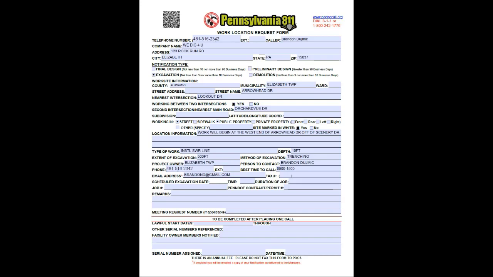What is your scheduled excavation date and time? September 27th, and we're looking to start right about 7 o'clock. And what is the duration of the job? 2 weeks. Do you have a job number? No. Do you have a PennDOT contractor permit number? I do not.